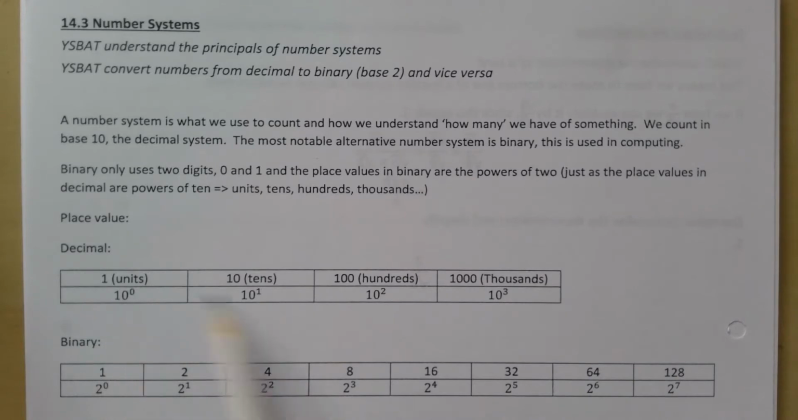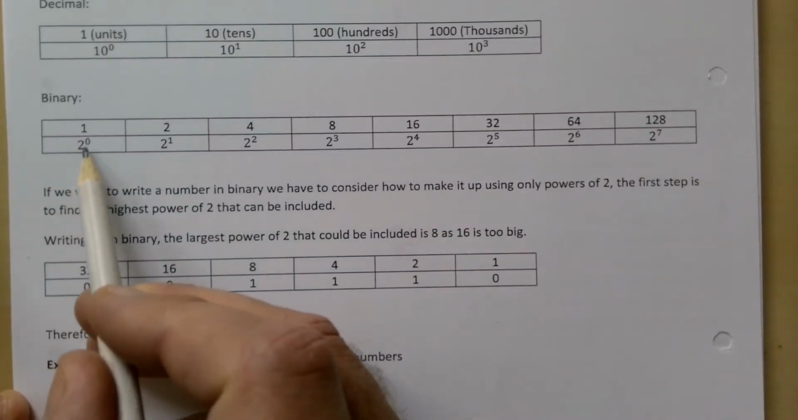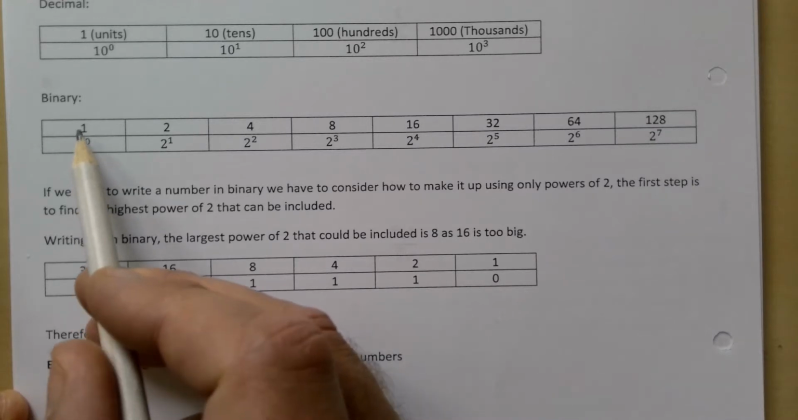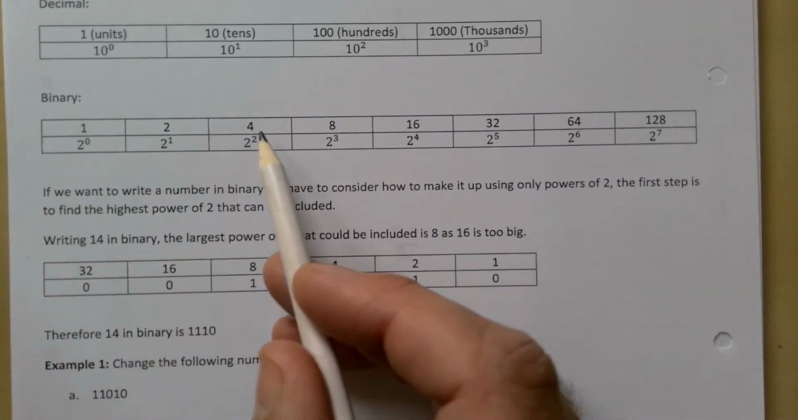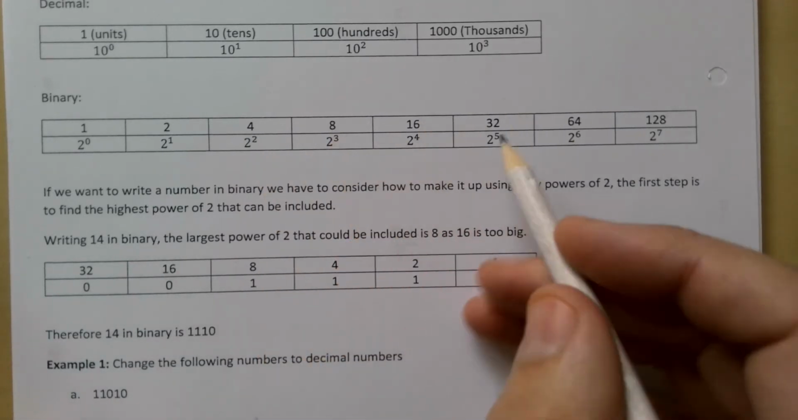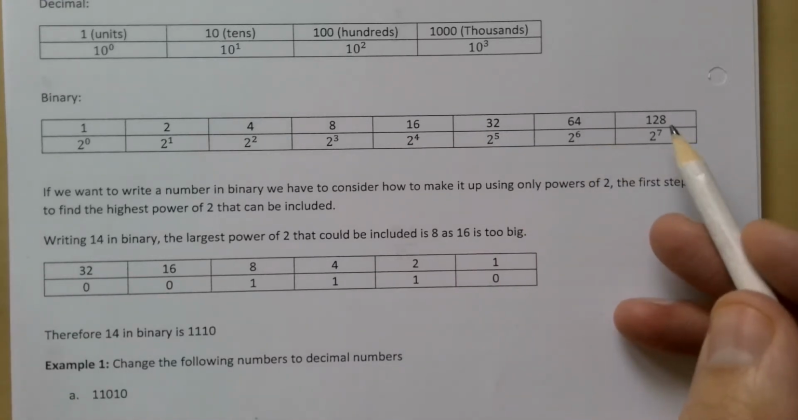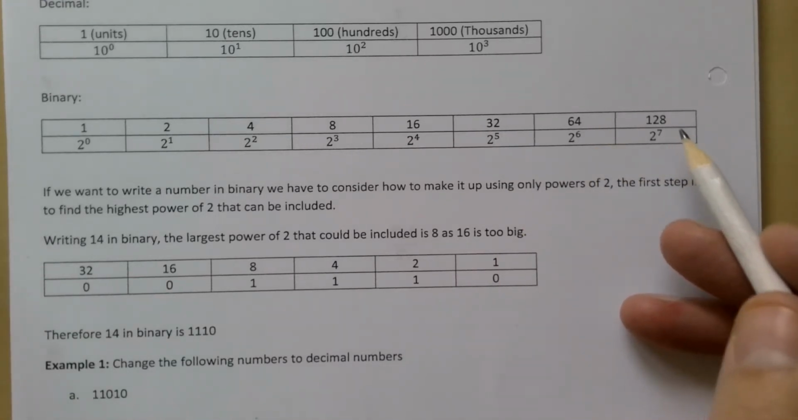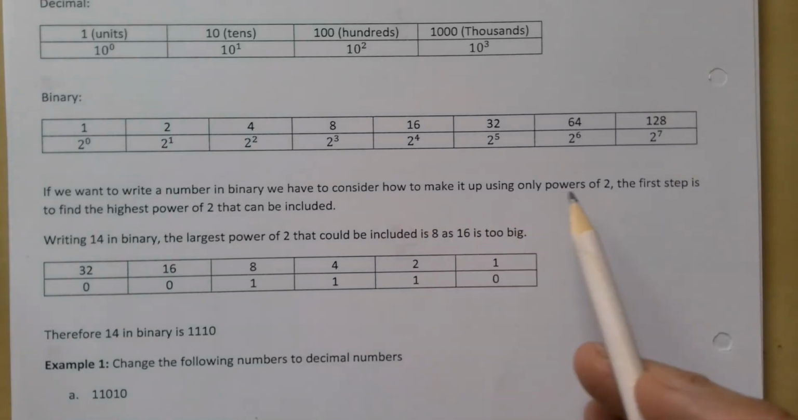If instead of powers of 10 we look at powers of 2: 2 to the power 0, because anything to the power 0 is 1. 2 to the power 1 is 2, 2 squared is 4, 2 cubed is 8, 2 to the power 4 is 16, 2 to the power 5 is 32, 2 to the power 6 is 64, and 2 to the power 7 is 128. If we want to write a number in binary, we have to consider how to make it up using only the powers of 2.